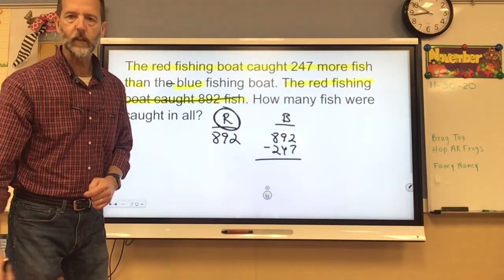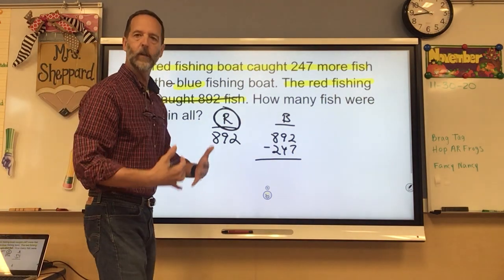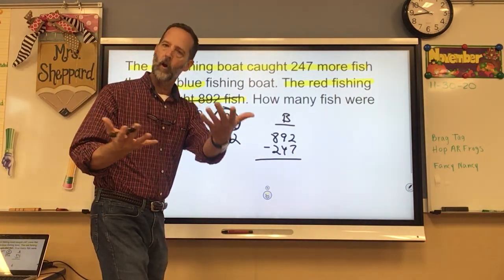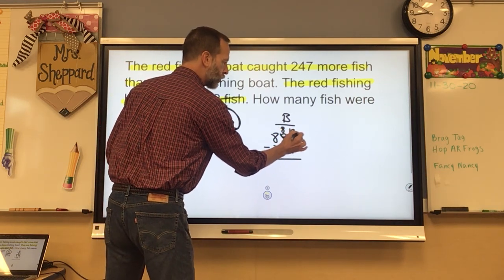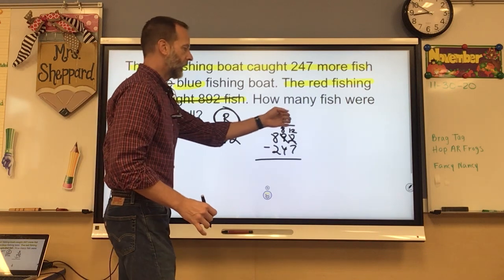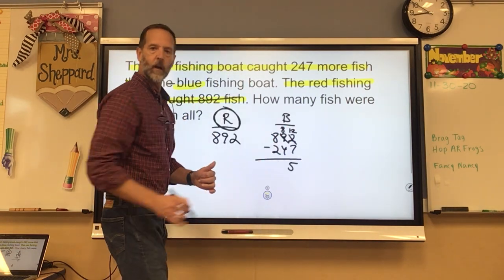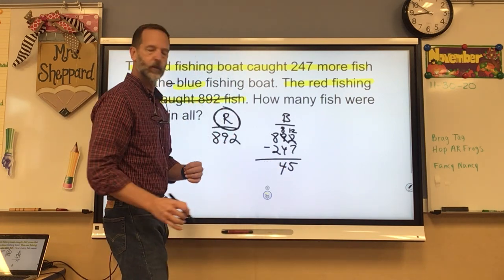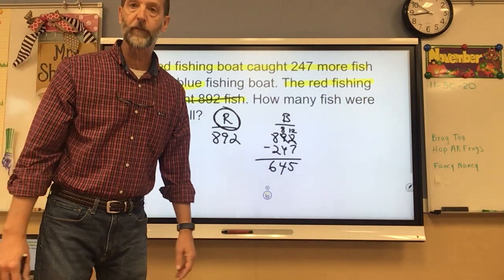So let's start in the ones place. I have 2 minus 7. Can I do that? I can't. I have to regroup. When you regroup, you change 2 places. Smaller on the first one, larger on the next one. Smaller here is going to be 8. The 2 is going to be 12. Okay? 12 minus 7 is 5. 8 minus 4 is 4. And 8 minus 2 is 6. So the blue boat caught 645 fish.